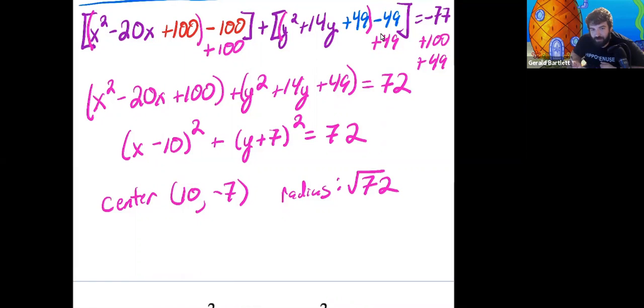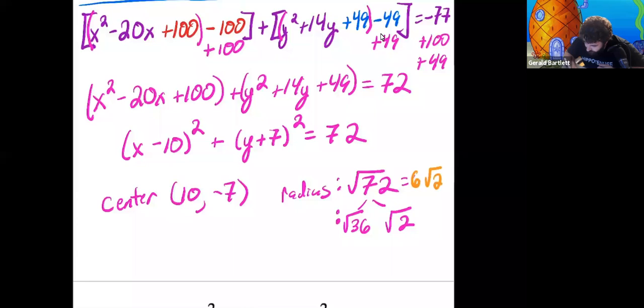I know 72 is not a perfect square. It does divide nicely by a perfect square, which would be 36. Like I said, if you need any help, see the previous videos or come talk to me about how this reduces. But I'm going to split this into its perfect part, which is 36, and its non-perfect part, which is 2. So that means that my radius is going to equal 6 times the square root of 2. And you can calculate that and approximate it out.